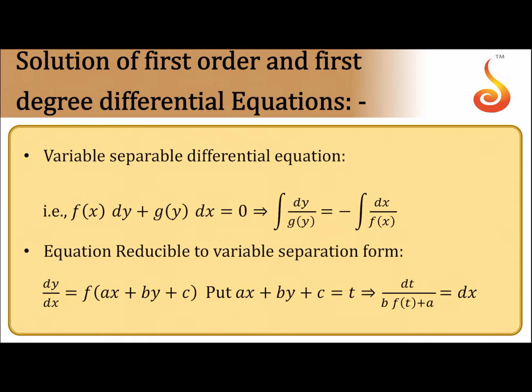Next, variable separable. So x we will write on one side and y on the other side. Suppose f(x) dy plus g(y) dx is written. So dy by g(y) is equal to minus dx by f(x). It's called variable separable. Reduced to variable separable: ax plus by plus c. We put ax plus by plus c as a new variable and we get a variable separable. So in our syllabus, variable separable is there.